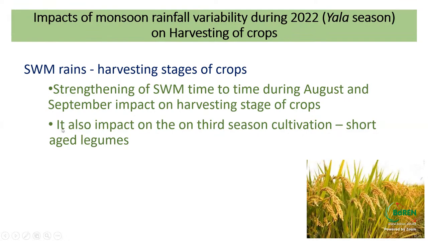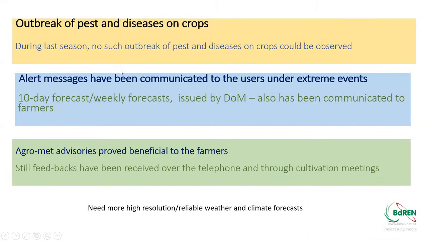In Sri Lanka, some farmers do three cultivation seasons according to the rainfall pattern of the climate of the country, and they face some difficulties. Actually, there was no significant outbreak during that season.